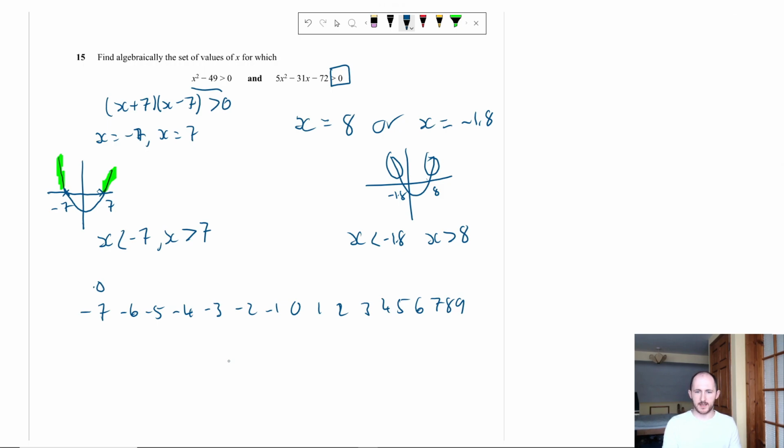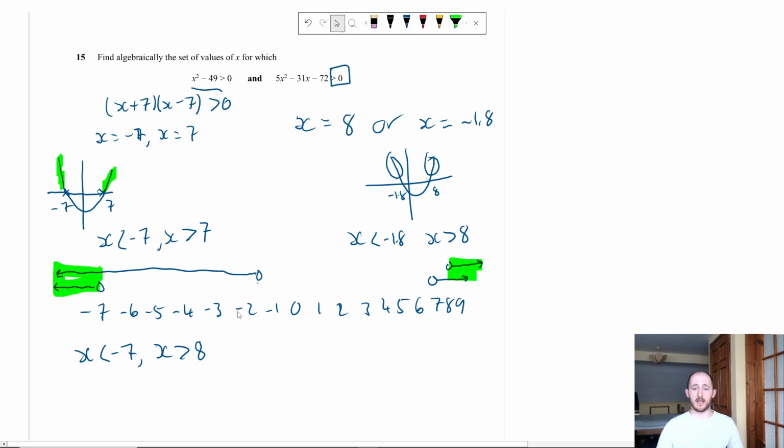So what we do is we have one that's like this, and it's going all the way that way. We have x is greater than 7, so we have one that's here, going all the way that way. We have x is less than minus 1.8, so that'll be somewhere along here, and x is greater than 8, it's going to be like this. What we're looking for is the overlaps. This is where both of these are true, so they're both true at less than minus 7. So x is less than minus 7, and they're both true over here when x is greater than 8. So that would be our two sets of values. Again, I'd recommend just using the good old-fashioned number line, which will make your life a lot easier when it comes to something like this.